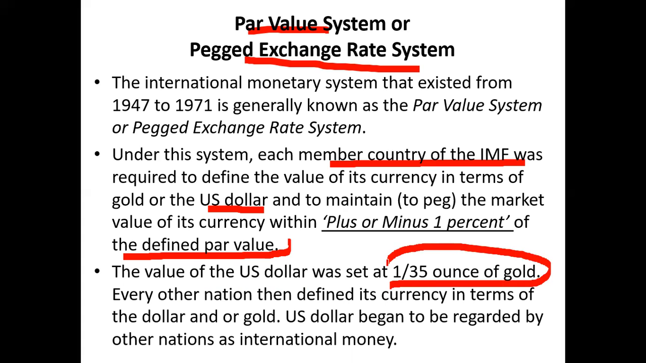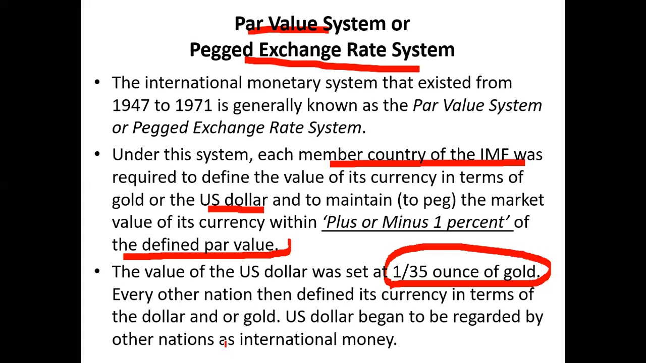This is in terms of the gold, the value of the dollar was set at this rate. Every other nation then defined its currency in terms of the dollar or gold. So first, the value of the dollar would be fixed against gold, or the dollar gold exchange, then that rate would be fixed first. Then other countries could define their currencies in terms of dollar or in terms of gold.